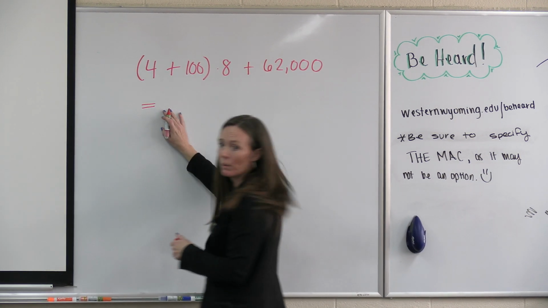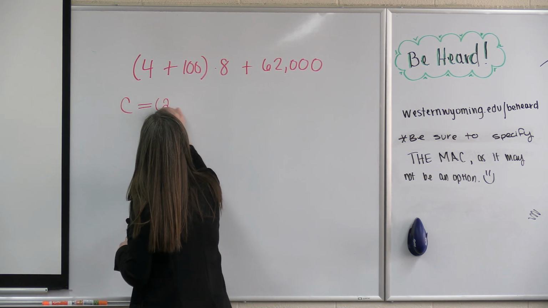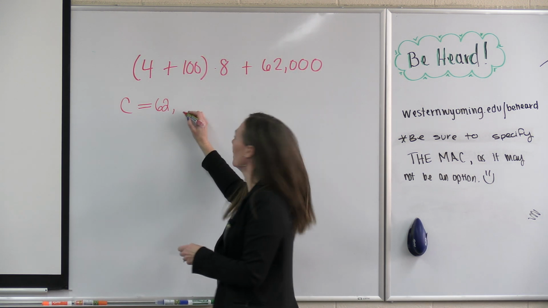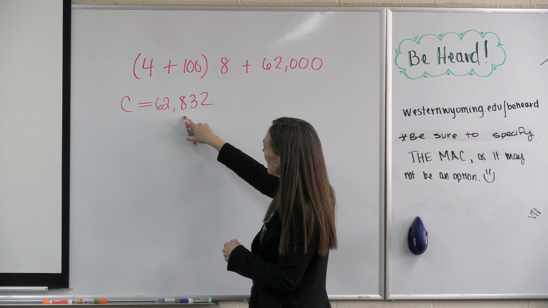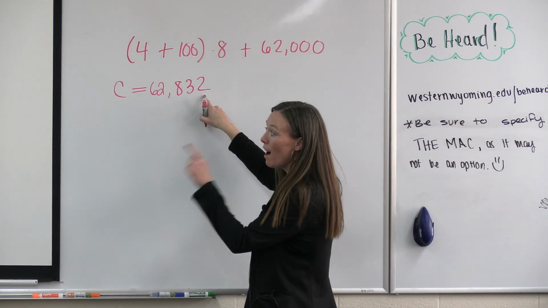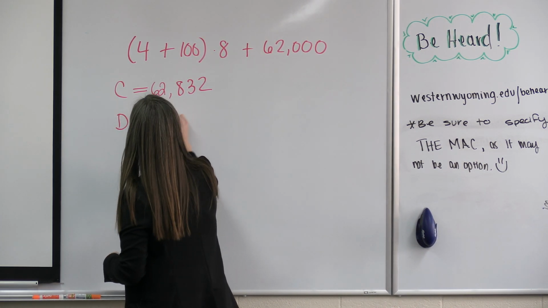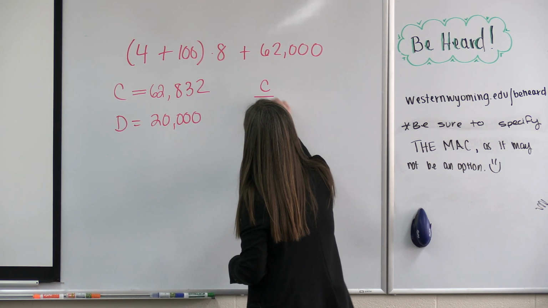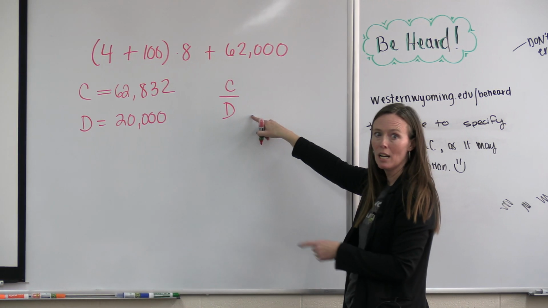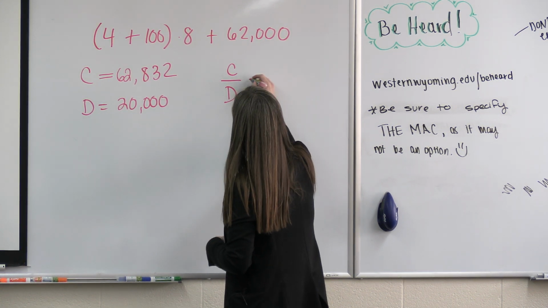So what did you guys get? Say it louder, Lucy. 832. They're saying that the circumference is 62,832 of a circle whose diameter is 20,000. What did we say pi was? It's the circumference divided by the diameter, right? So will you take that 62,832 and divide it by 20,000 for me?